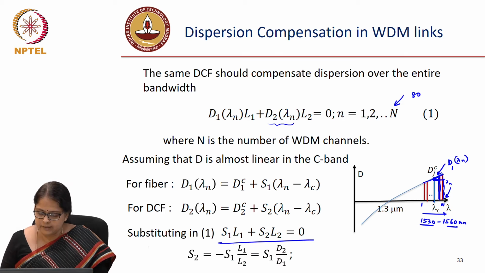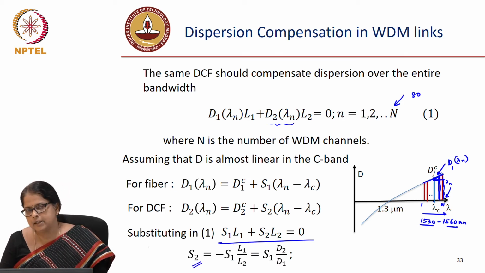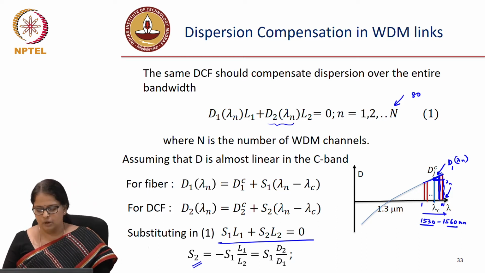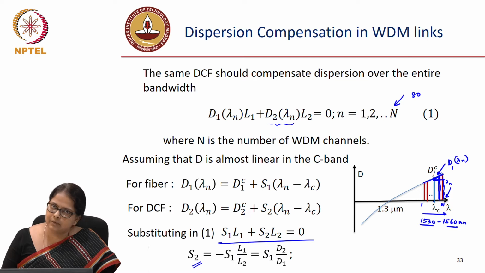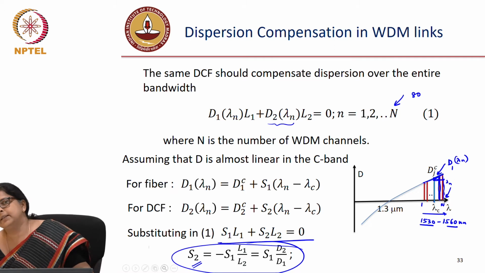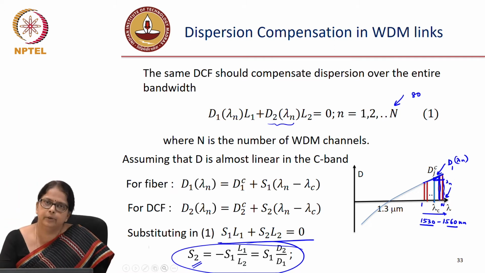So you have to basically use the dispersion slope. Of course, don't think that it is independent of D1, because S1 is actually a function of D1, right? S1 is nothing but the first derivative of D1. Similarly, S2 is the first derivative of D2. So the point is S2 is minus S1 times L1 by L2, but of course L1 by L2 is D2 by D1. So you could actually use this relation to now compensate for the dispersion of all the WDM channels.